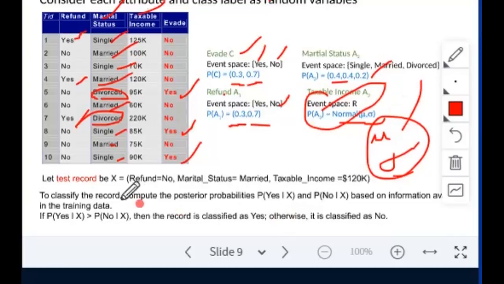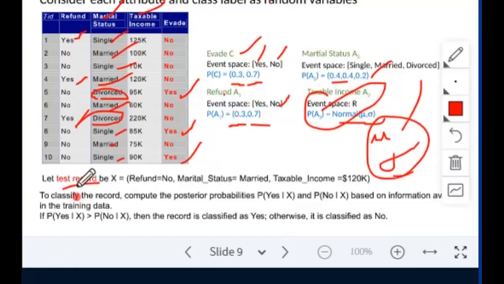Accordingly, we will calculate. Now the test record is given. What is the test record? This is the training data. Hope you are understanding. Please reply to me, and I will be continuing. If you have any doubt, please ask. Hope you are understanding this one.